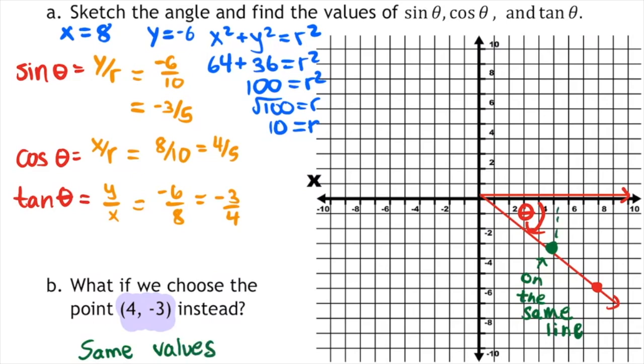So no matter what point I was to pick on this terminal side of my angle, I'm going to come up with the same trig function values because they're proportional. They all have the same angle measure when I draw that angle.